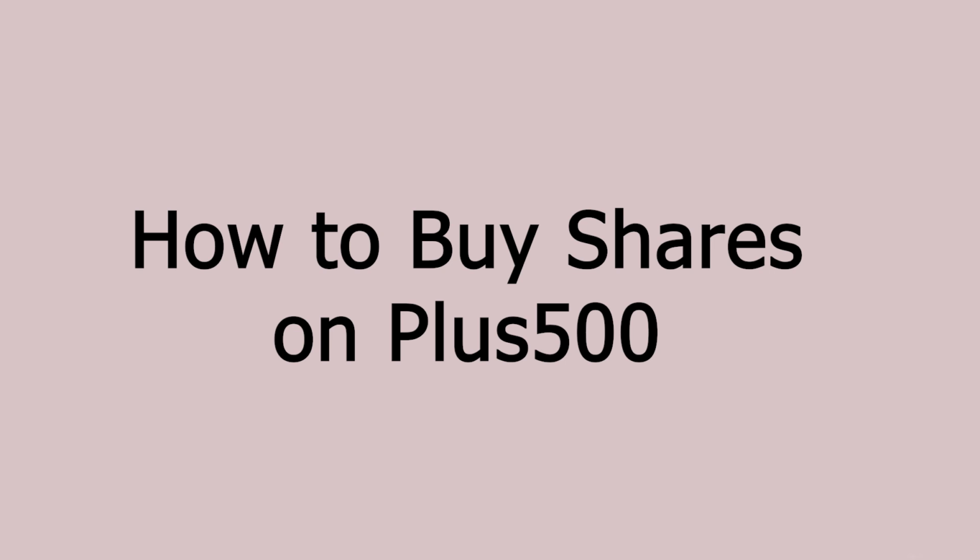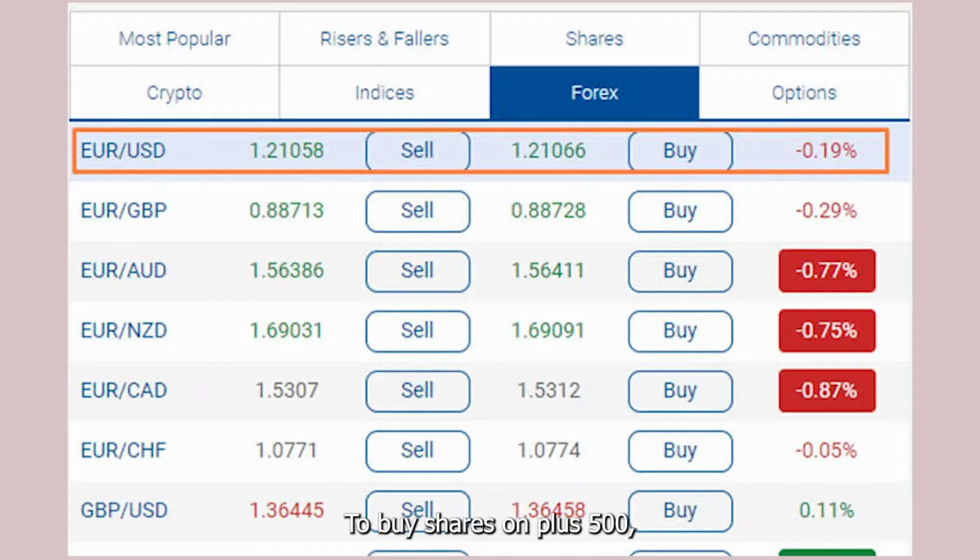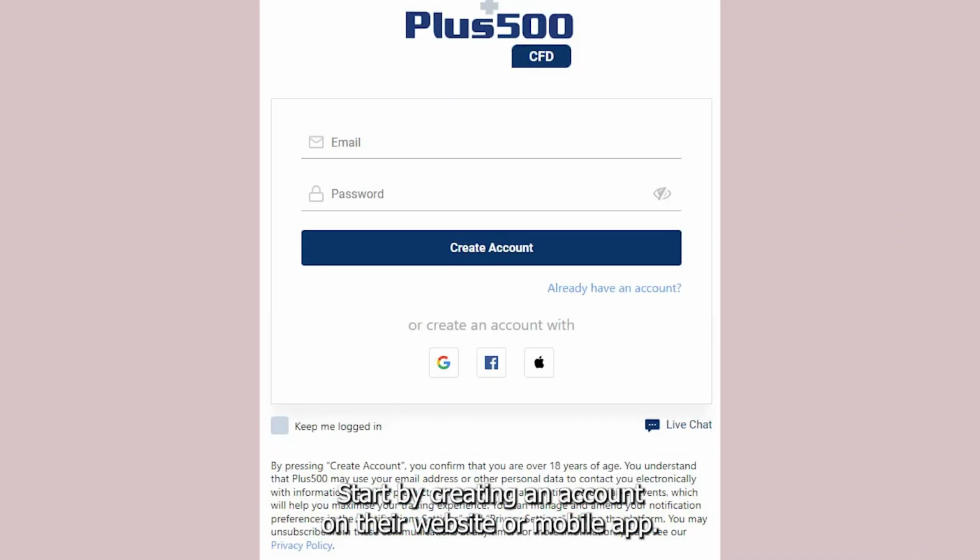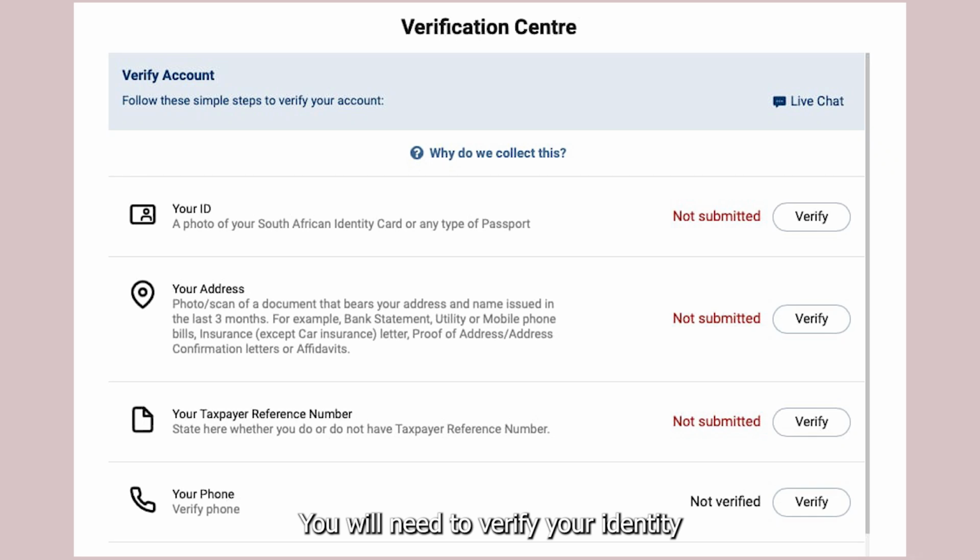How to buy shares on plus500. To buy shares on plus500, start by creating an account on their website or mobile app. You'll need to verify your identity with a valid ID and proof of address.